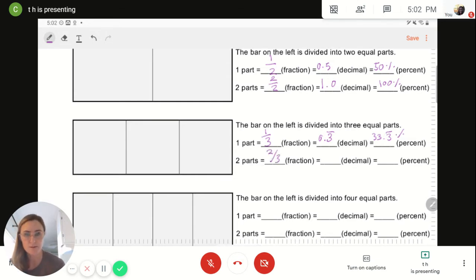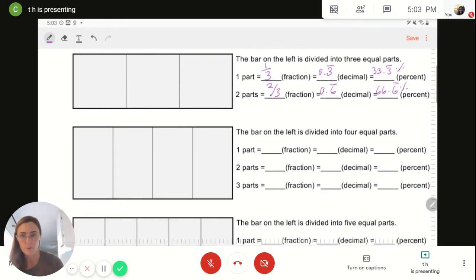If I take 2 parts, this is now 2 parts of 3. So this is 2/3 as a fraction. As a decimal, I know that this is 0.6 repeating. And now from a decimal, I need to move my decimal point 2 places to be a percent. So this is 66.6 repeating percent.